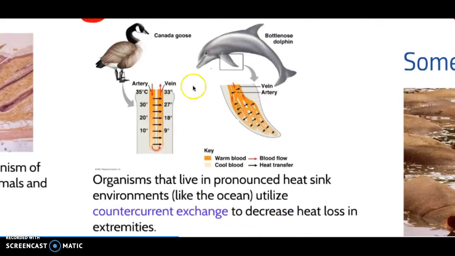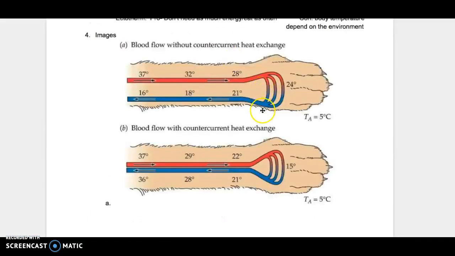And one major way for endothermic animals to not get too hot or too cold is through blood vessels. So organisms that live in pronounced heat sink environments, such as the ocean, utilize something called countercurrent heat exchange to decrease heat loss in extremities. So this happens in us as well, for cats, and a lot of animals have this thing called countercurrent heat exchange or countercurrent exchange. What it is, this picture shows you a little bit better.